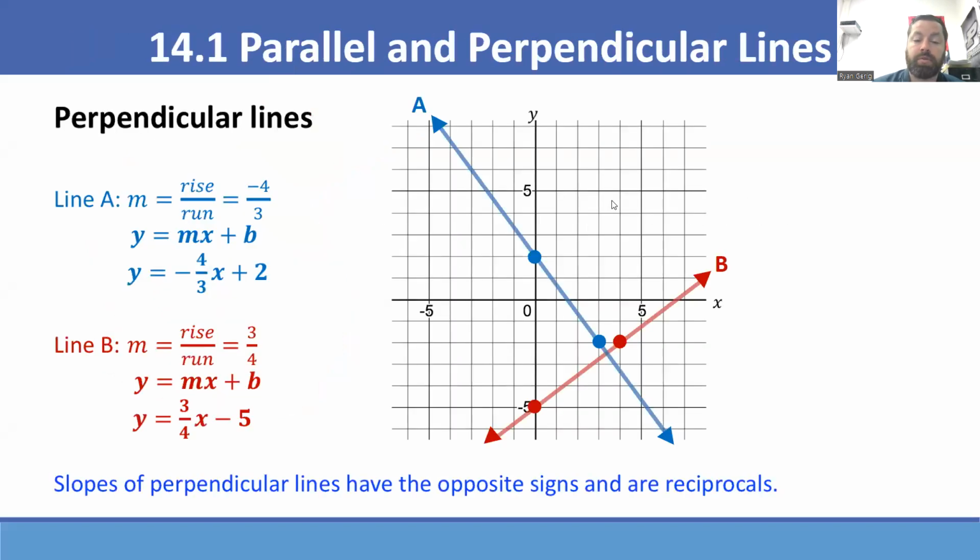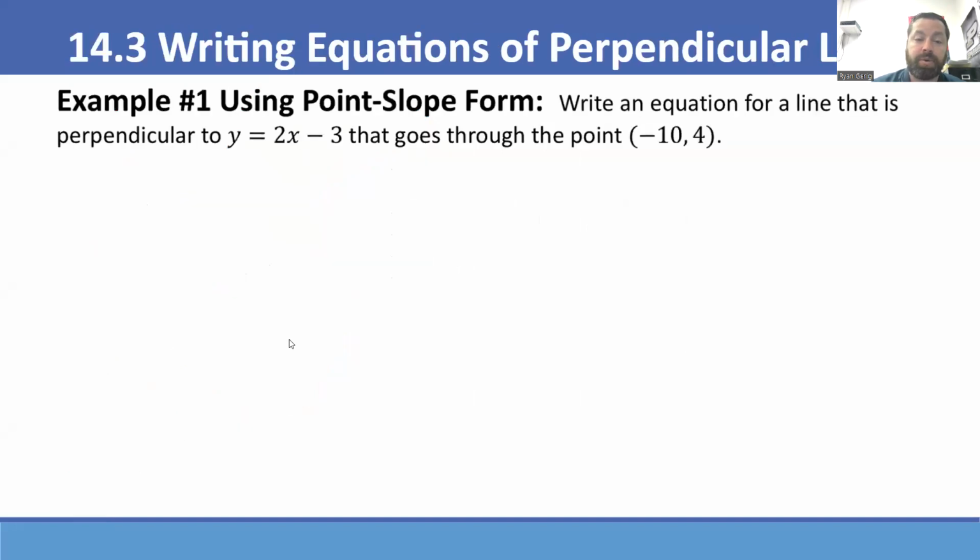All right, so a little recap of what we did back in lesson 1. Perpendicular lines have opposite slopes and reciprocal slopes. So the fractions are flipped. All right, so that's just a reminder there. We're going to use that idea as we go through this example.